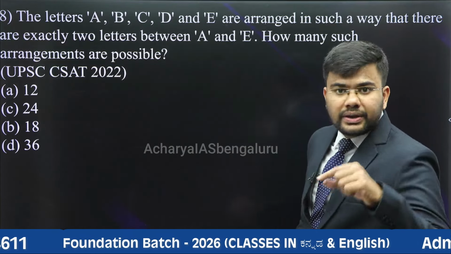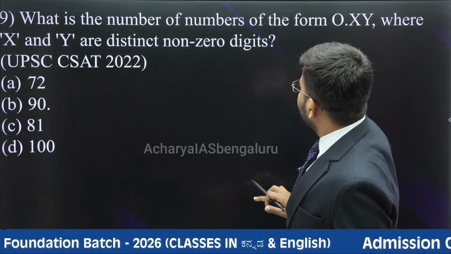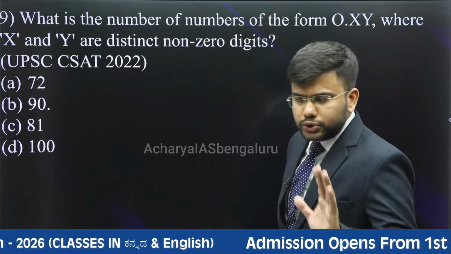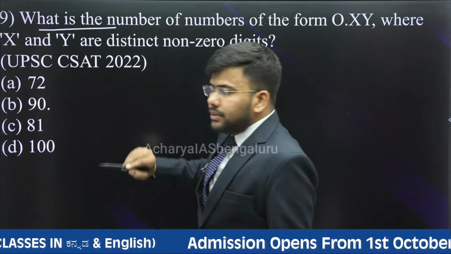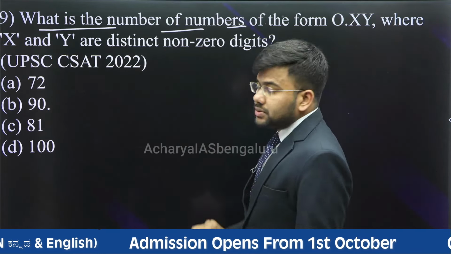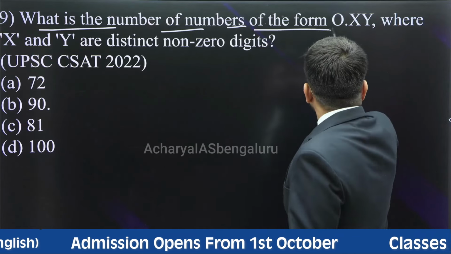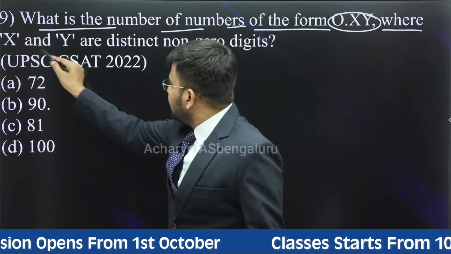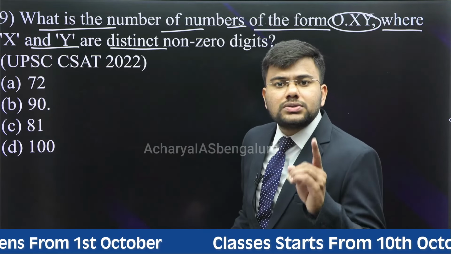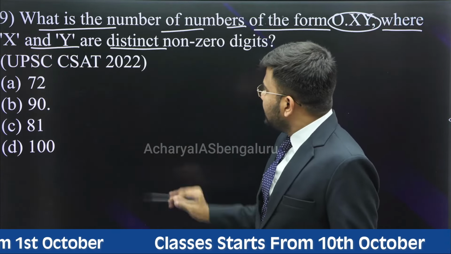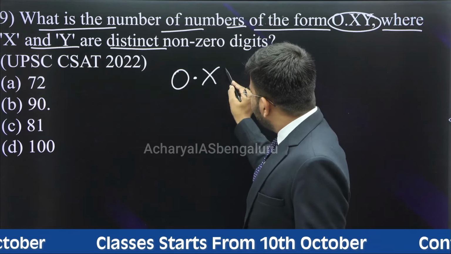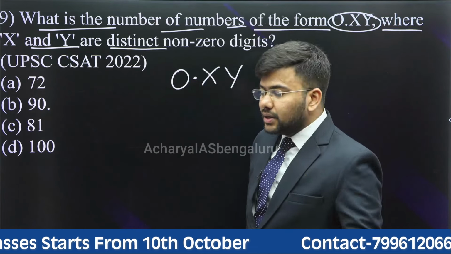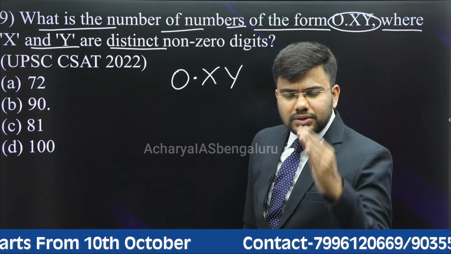So we shall move on to the next question. Yes, the 9th question. This is also a previous year question paper question. What is the number of numbers of the form 0.xy, where x and y are distinct non-zero digits? In this form, 0.xy, you have to make a number in such a way that we count how many types of arrangements I can make. Just basic common sense.